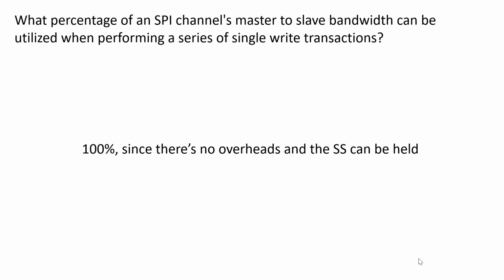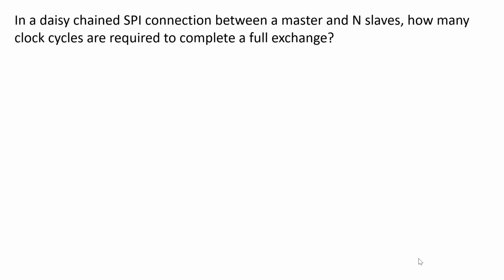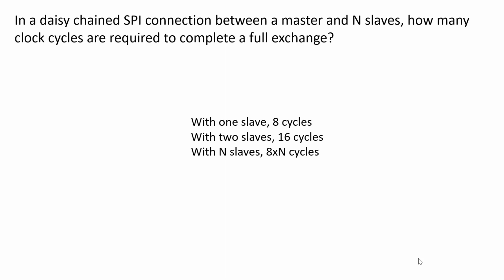Okay, sorry. In a daisy chain SPI connection between a master and n slaves, how many clock cycles are required to complete a full exchange? So in this case, if you have 1 slave and you do an exchange, it would be 8 cycles, right? But if you're doing daisy chain, you have to shift 8 bits through the first slave and then through the second slave and then back to the master, right? Does that make sense? So it would be n times 8, right? Yeah, or 8 times n.